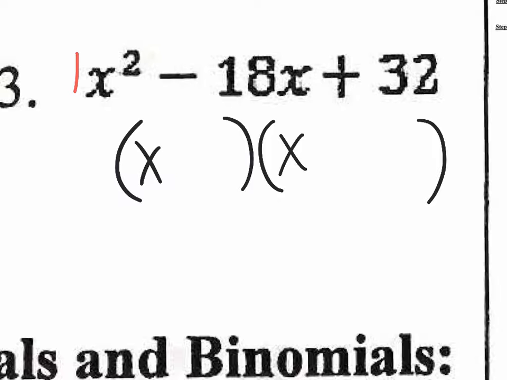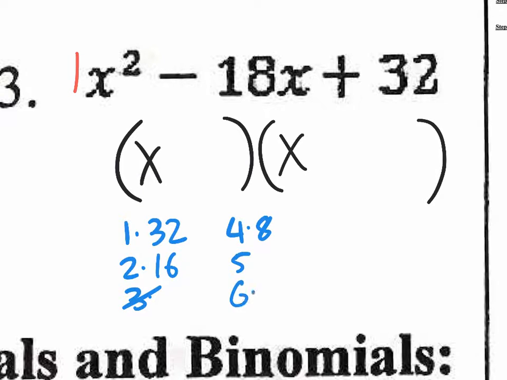And if you're stuck, make a list, right? If you're not good at this, make a list. How could I get 32? Well, 1 times 32. 2 times 16. 3 times, nope. 4 times 8. 5, 6, nope. So that's it. Which pair of numbers combines together to give us negative 18?